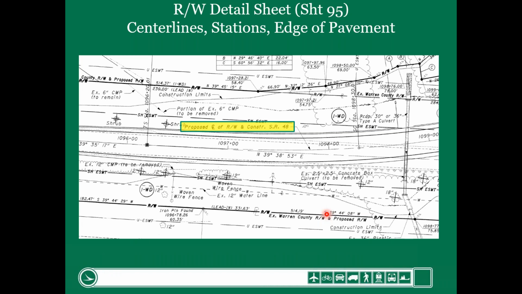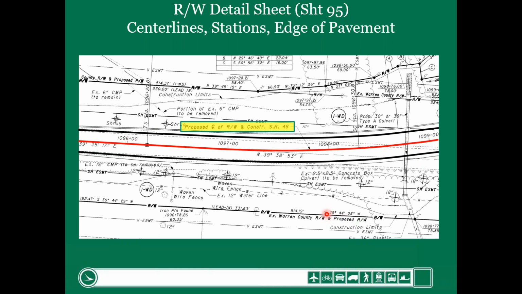Again, first thing you must do, even in the right-of-way sheets, is you must identify where the proposed center line is. Proposed center line, right-of-way in construction. That is the most important thing to do because everything is built from that. All of our right-of-way is acquired from the proposed right-of-way. So identify the proposed right-of-way.